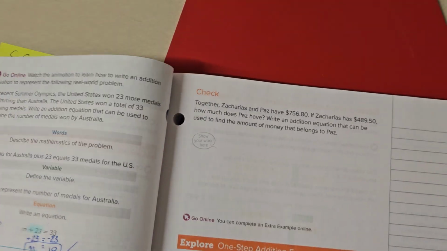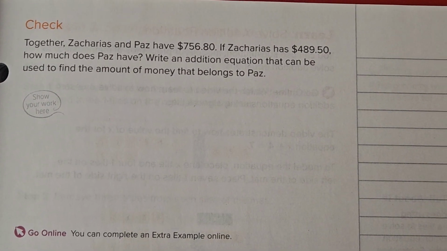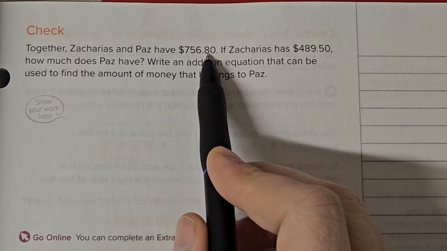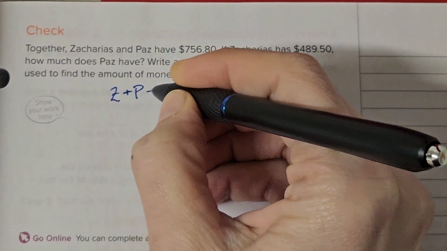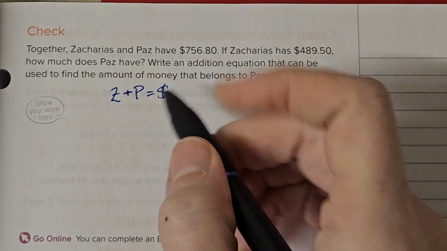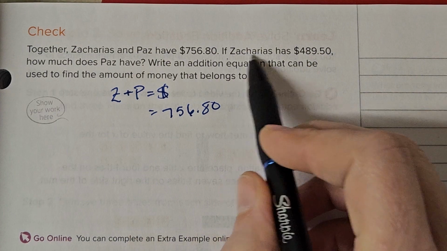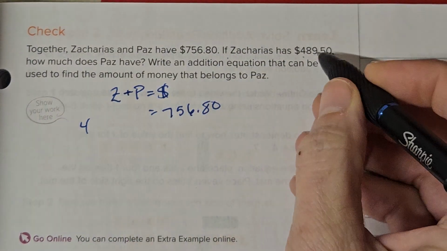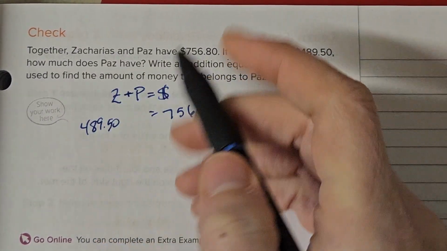Okay, let's talk about Zacharias and Paz. Okay, together Zacharias and Paz have $756.80. Zacharias and Paz have a certain amount of money. Okay, we know the certain amount of money to be $756.80. If Zacharias has $489.50, so we know Zacharias is $489.50. How much does Paz have?